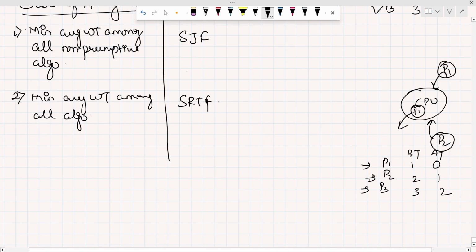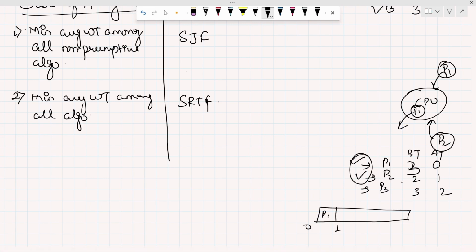But if we talk about SRTF, then P1 gets the CPU. Let's say the burst time of P1 is 3. It comes first, so it gets the CPU. The Gantt chart will look like this: P1 gets the CPU, but at time 1 it leaves the CPU. Why does it leave? Because at arrival time 1 we have one more process available, which is P2. Now two processes are in our ready queue.